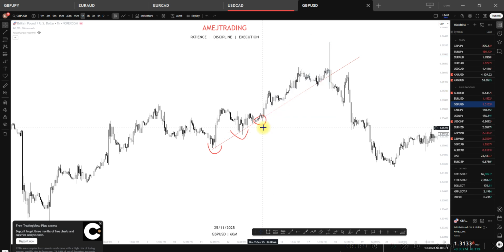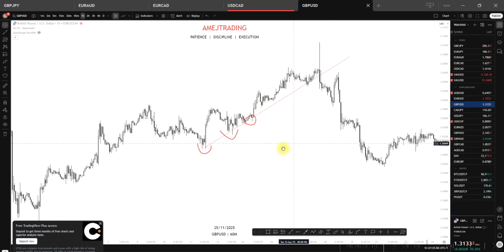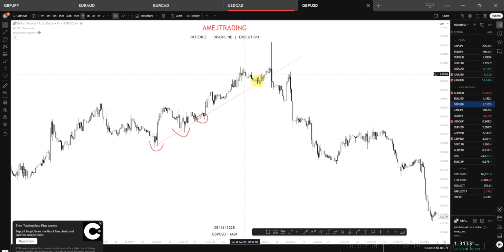Now, after the third touch, the ideal thing is for you to avoid taking any other buy. Yes, this fourth one happened, but it becomes lower in probability the more price touch the zone that you marked. Okay, so what can you do now? Look at this.